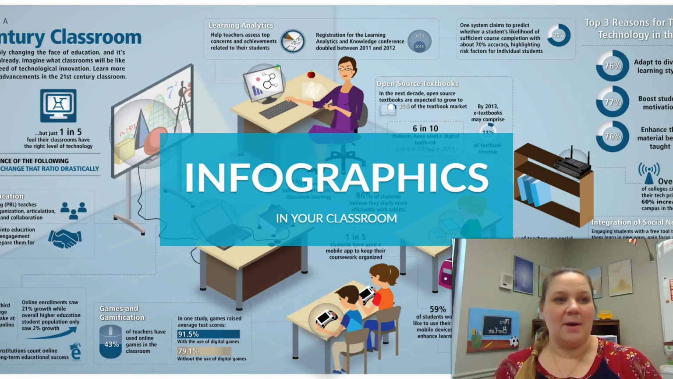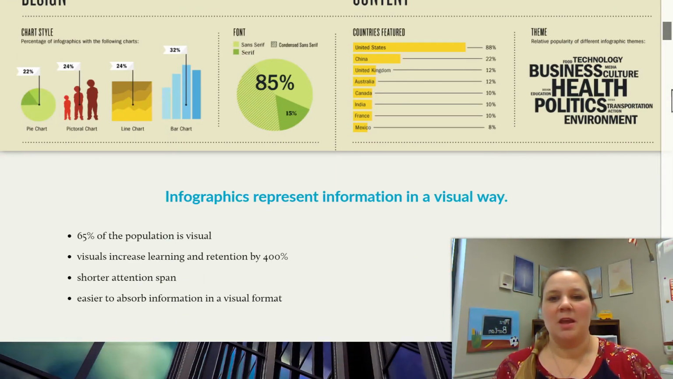So let's talk a little bit about infographics and what they are. Infographics are basically a representation of information or data in a visual format. It breaks down more complicated pieces of research and data into things that the brain can easily absorb. 65% of our population is visual, 90% of what your brain takes in is visual, and also visuals increase learning and retention by 400%. And so, our kids and just the general population also have much shorter attention spans than they used to. And so, infographics make for a quick and easy way to continue to impact your kids' learning.